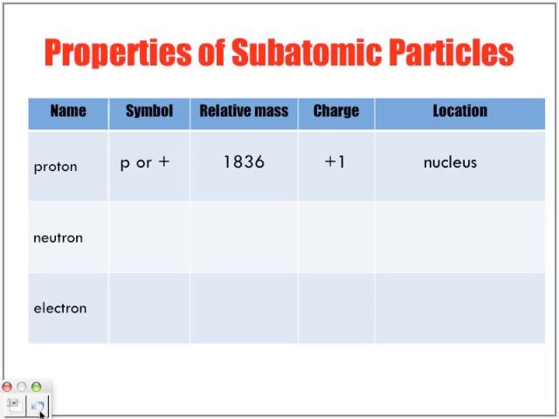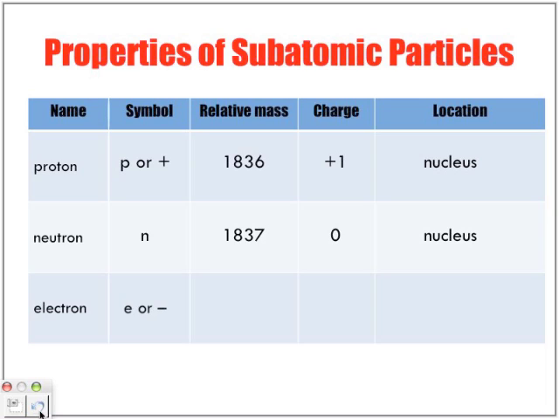Neutron. The symbol for the neutron is the letter N. The relative mass is 1,837. The charge is 0. There is no charge associated with the neutron. So think: no neutron, no charge. The location of the neutron is also the nucleus. All right, so that's what Chadwick identified.